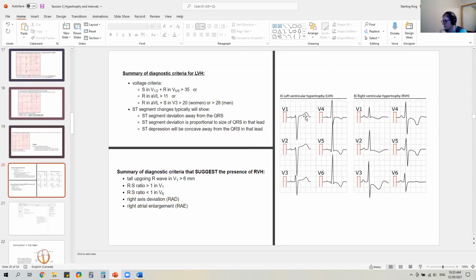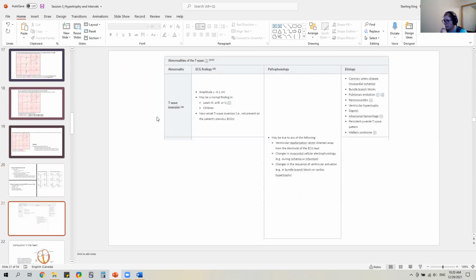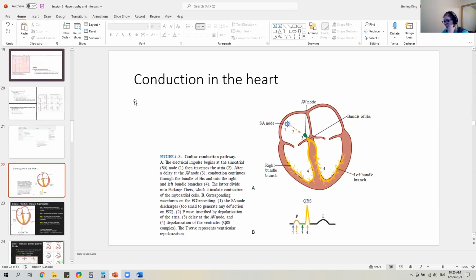And here's just another picture summarizing the left ventricular and right ventricular hypertrophy. And then this is just kind of summarizing the abnormalities of the T wave, which you'd see in that hypertrophy. And you can just look through this on your own time.